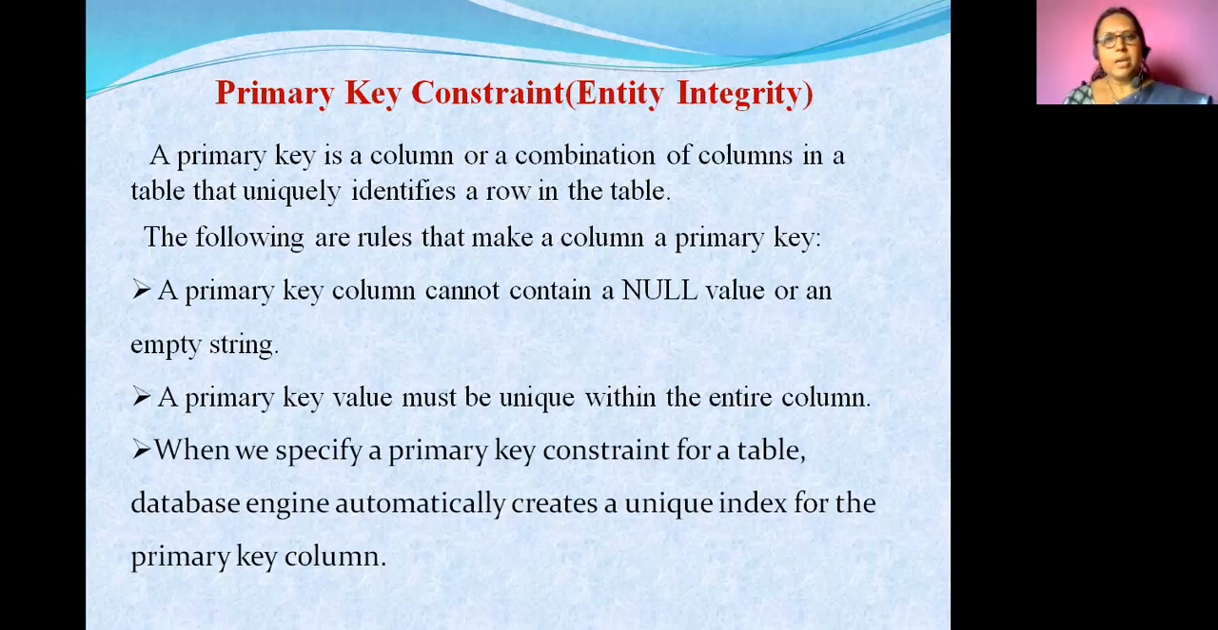When we specify a primary key constraint for a table, the database engine automatically creates a unique constraint, a unique index, for the primary key column. Whatever you declare as a primary column, the Oracle database automatically creates its index depending upon the primary key column. Now I am going to Oracle 10G SQL, and in that environment, we will discuss practically how to apply the primary key constraint.